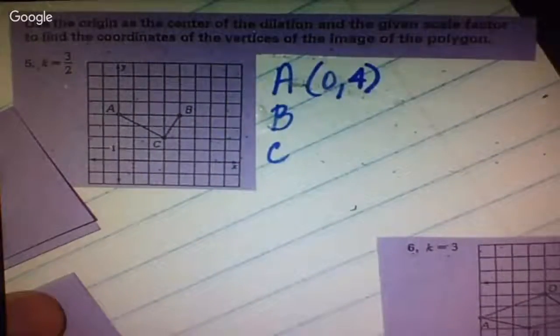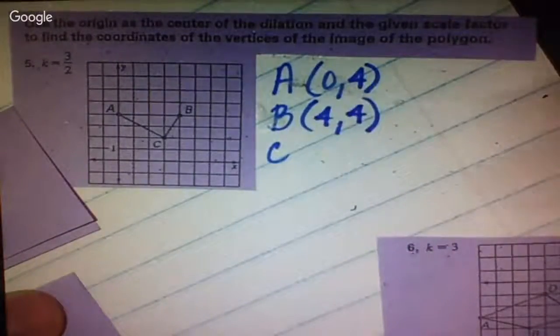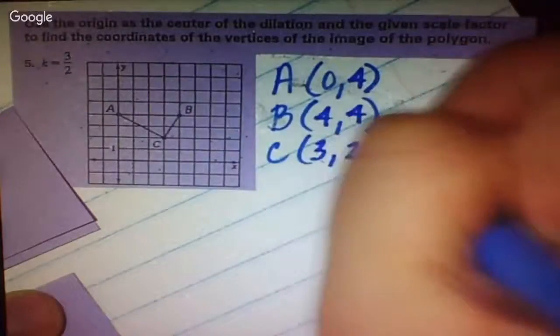All right, so this one wants me to find the new coordinates. The way we start this off is like we start off everything else. Where do I find point A, B, and C right now? Right there. 0, 1, 4. Thank you, Kathy. 0, 4. 4, 4. And you said 3, 2.